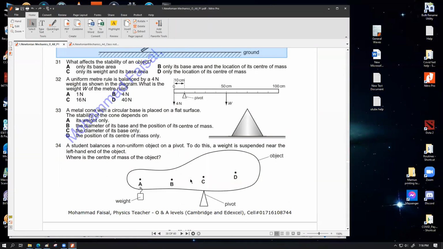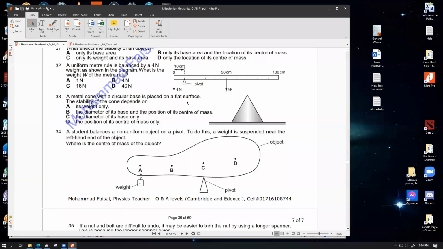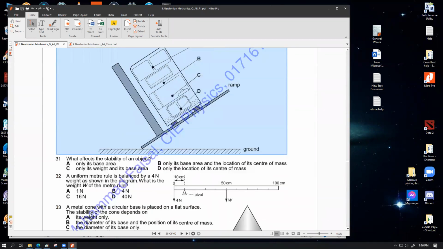So sir, I had a question. Yes, go ahead. Sir, where would the center of mass be if there were people in the bus? Wouldn't it change?